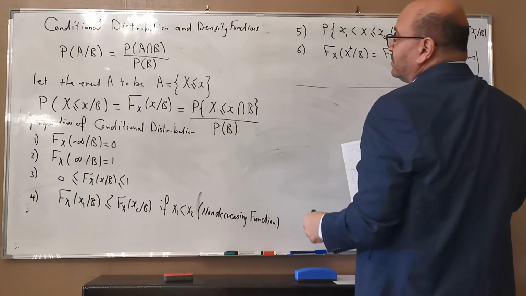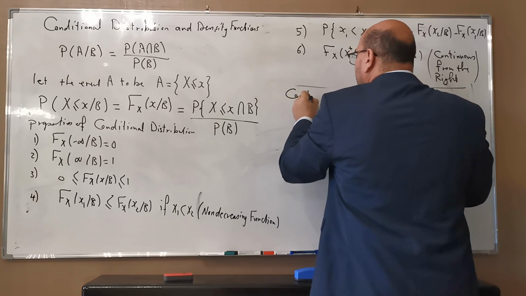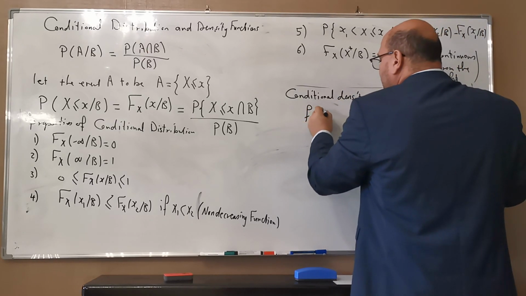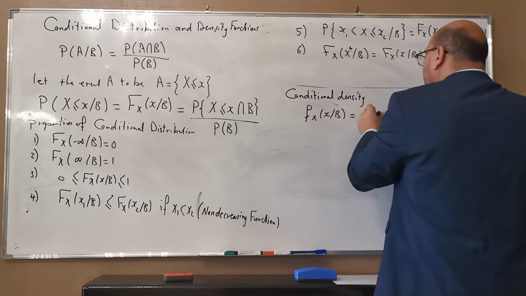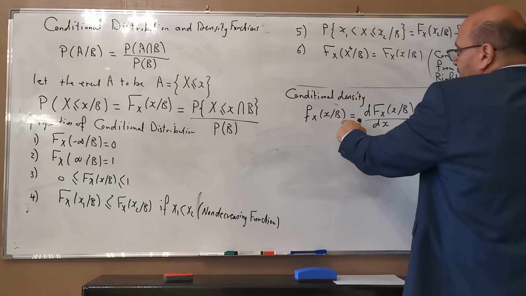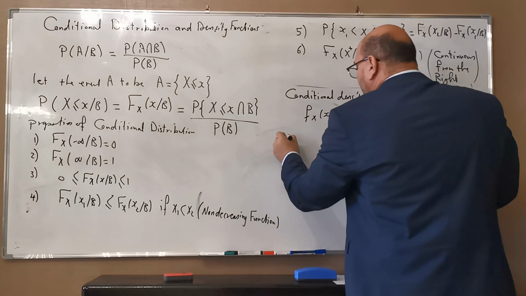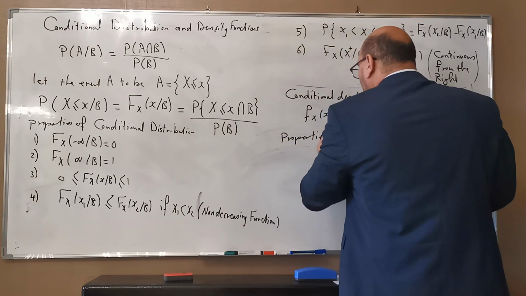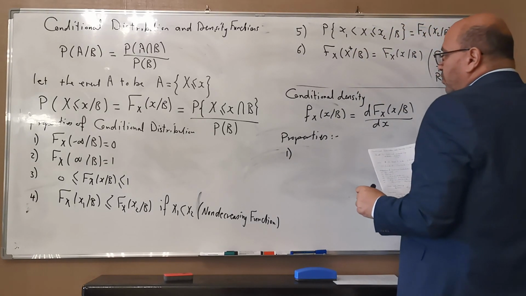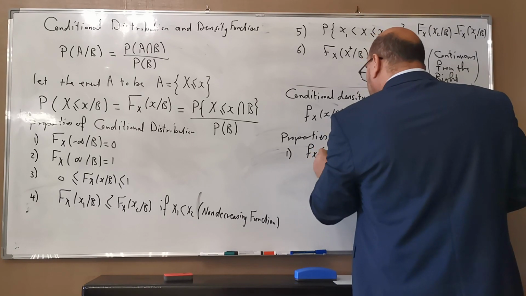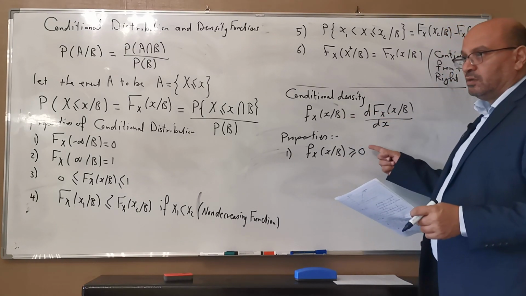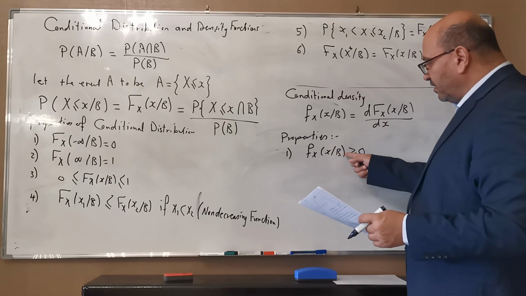The second partner of the conditional distribution is the conditional density. The conditional density f_X of x given B is the derivative dF_X of x given B over dx. So the conditional density is the derivative of the conditional distribution. And the properties are the same as the four properties that we were given before for the original, or normal, density function. So f_X of x given B is always greater than or equal to 0, which is the derivative of a non-decreasing function. A non-decreasing function always has either a positive derivative or zero derivative.